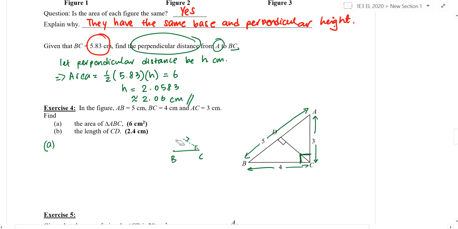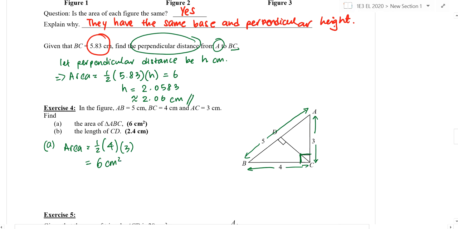Then we have to be smart and choose either one of these sides of the triangle as our base when you know its corresponding perpendicular height. So it makes sense for part A for us to choose the base as BC. Area is equal to half times the base of BC, which is 4, times its perpendicular height, which is AC, given to be 3. So this gives us 6 square centimeters.